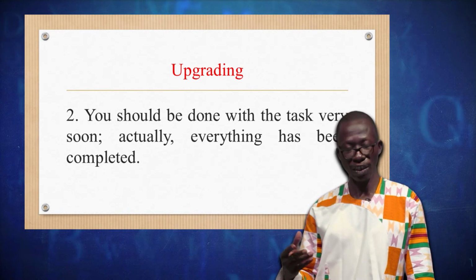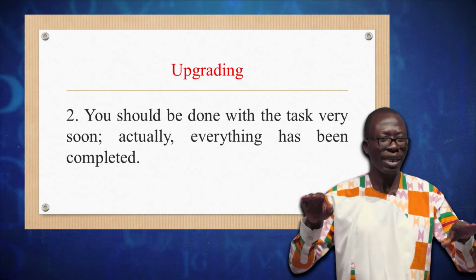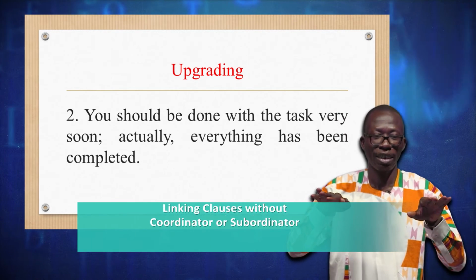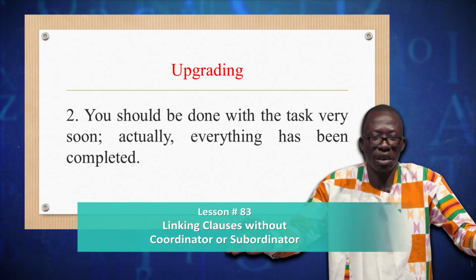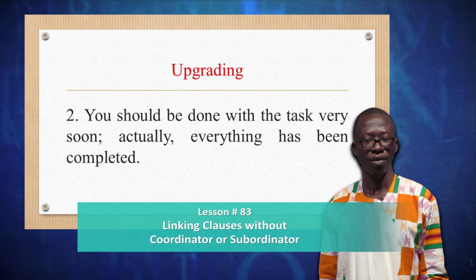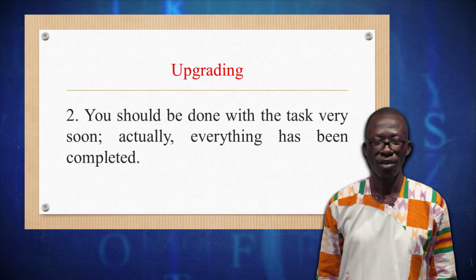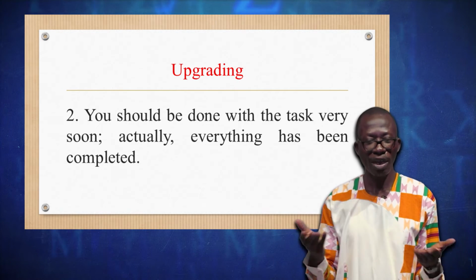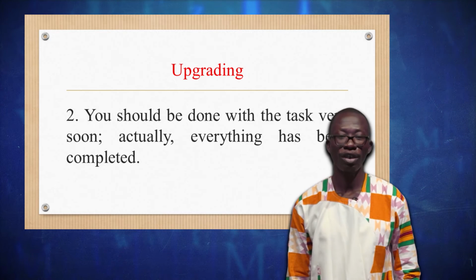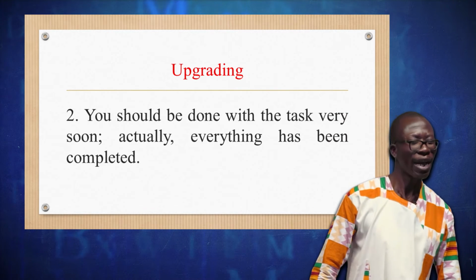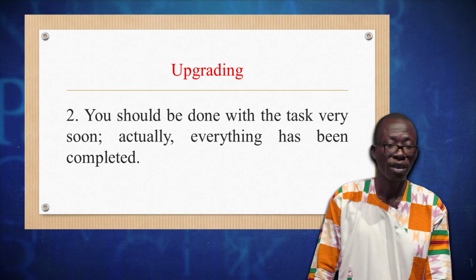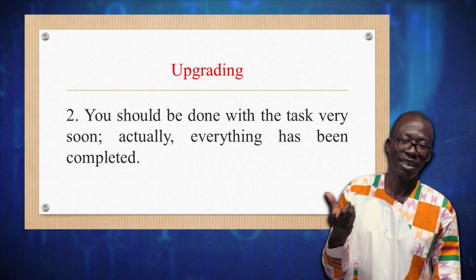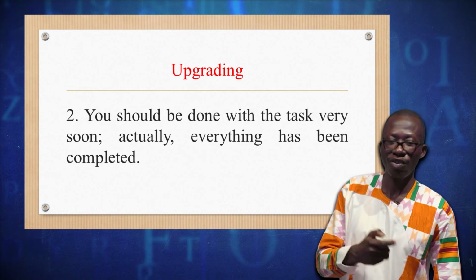And again here we do not have a subordinator or a coordinator linking them. And here we can see when we're analyzing under equivalency or dependency, we can clearly see that there's equivalency here. Everything has been completed. Makes sense. You should be done with the task very soon. Equal importance is placed on the two without a coordinator being used. But we realize that we have a punctuation mark, a dash, in the first one, then we have a semicolon in the second one. And we have some connectors, in fact, in the first one, actually in the second one.